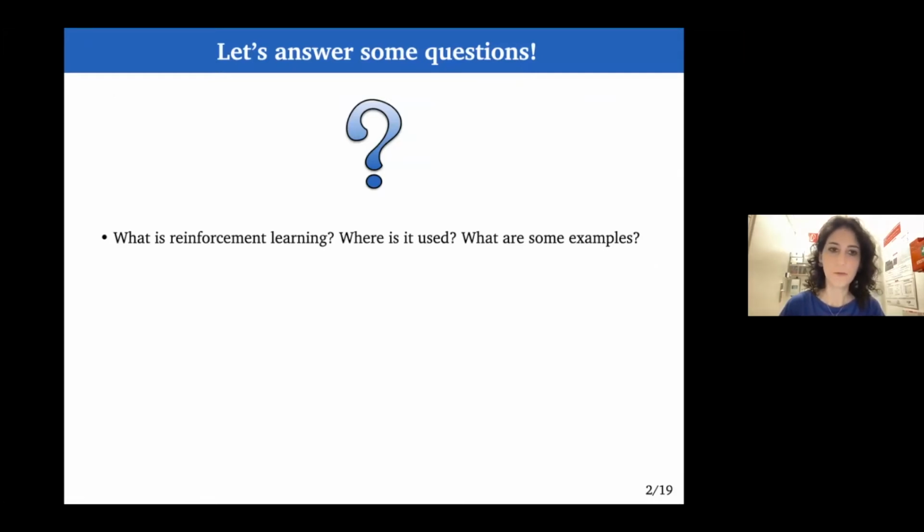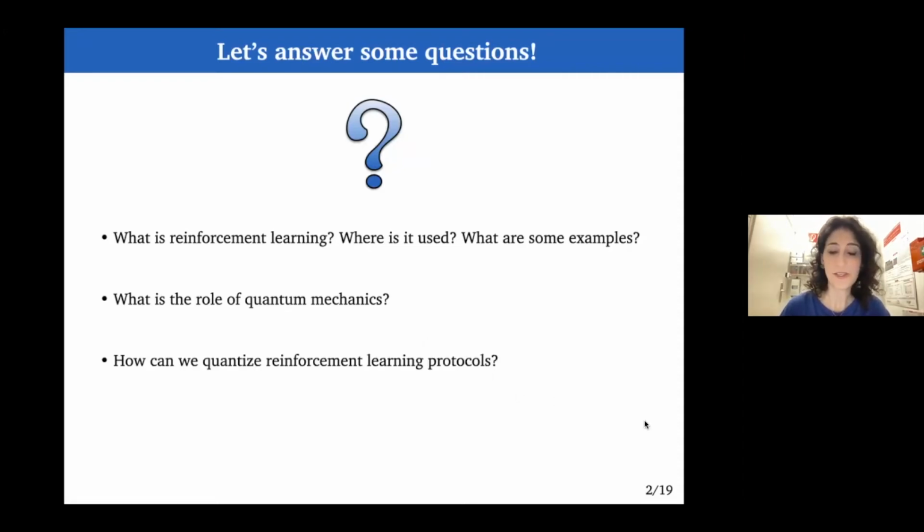So we start from very fundamental questions. So in general, what's reinforcement learning? A few examples maybe, or where is it used? Then we'll see also what is the role of quantum mechanics, because we're talking about the quantum enhanced reinforcement learning protocol. Then we also see how we can quantize reinforcement learning protocols. So let's see if quantum mechanics really brings a benefit to the field of reinforcement learning. Let's see what we have to quantize in the reinforcement learning frameworks.